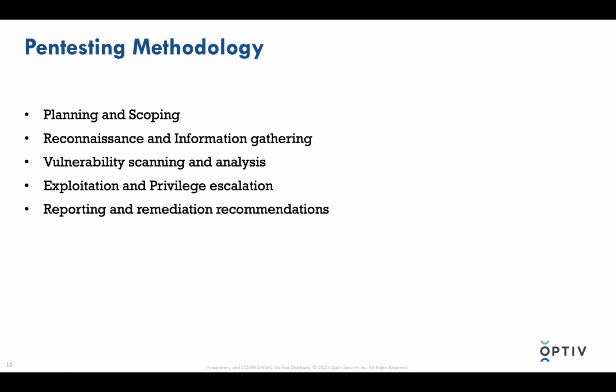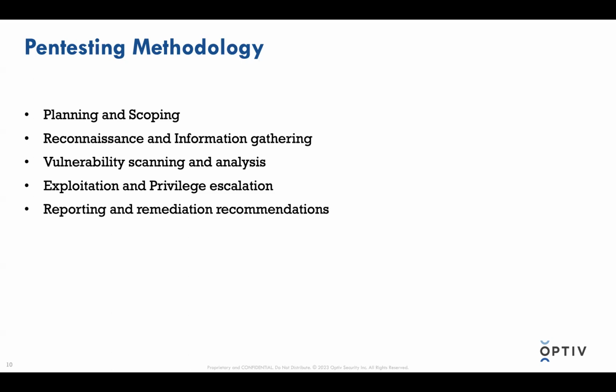Additionally, legal and compliance requirements must be taken into account. Involving stakeholders such as IT teams, developers, and system administrators ensures a comprehensive approach and better aligns the testing process with the organization's goals. The next phase is reconnaissance and information gathering.